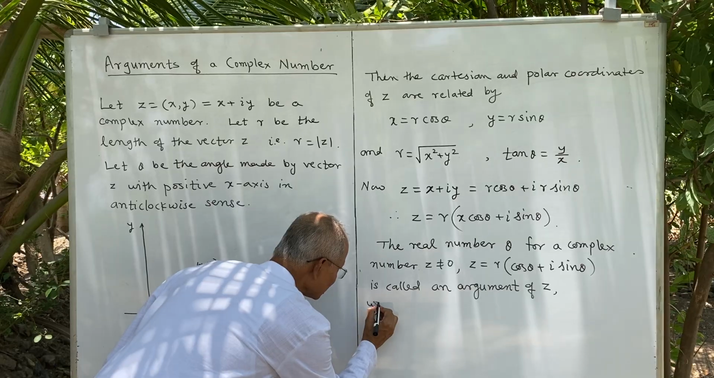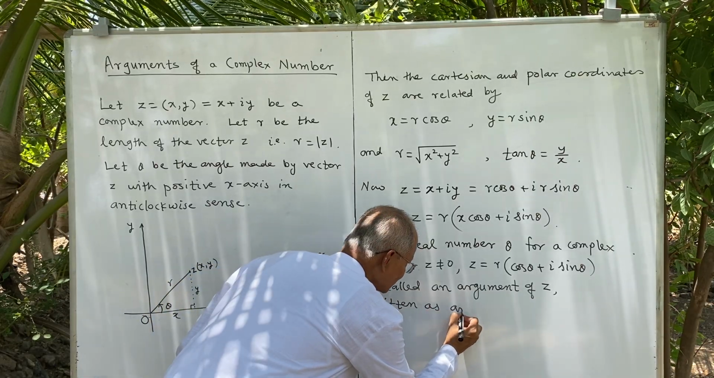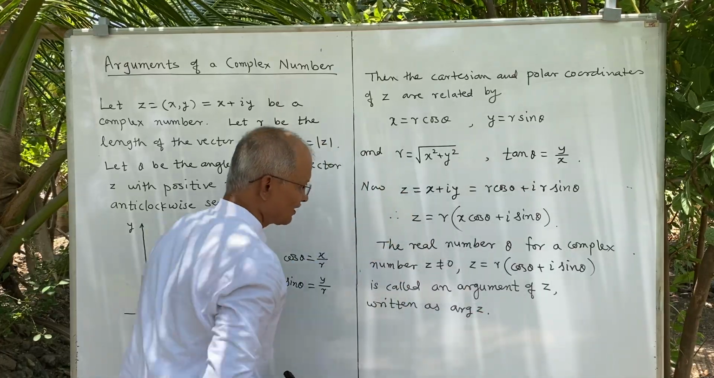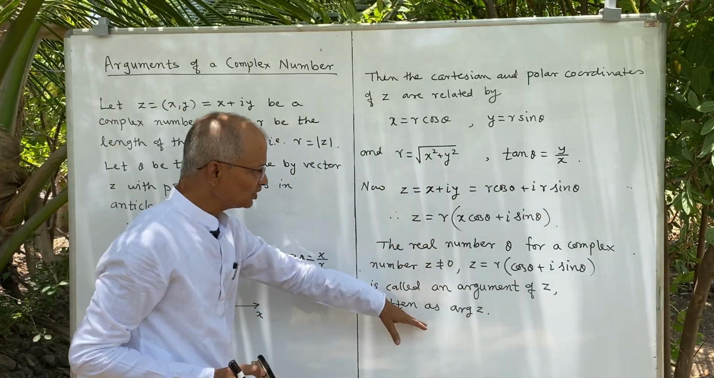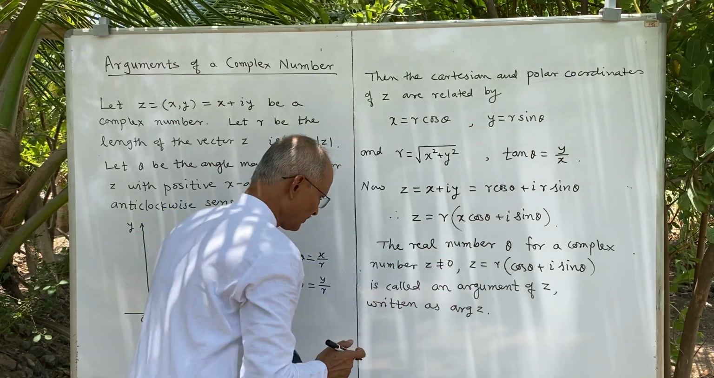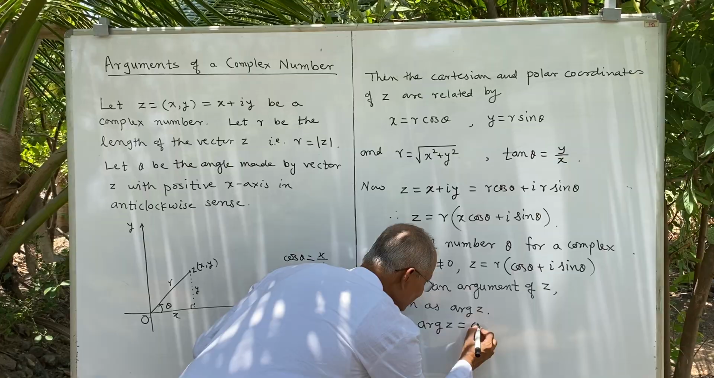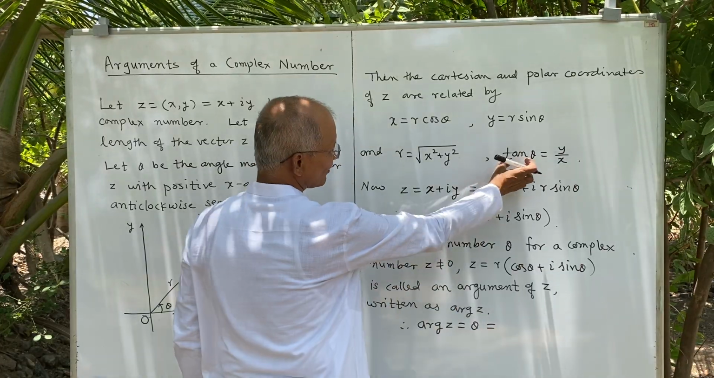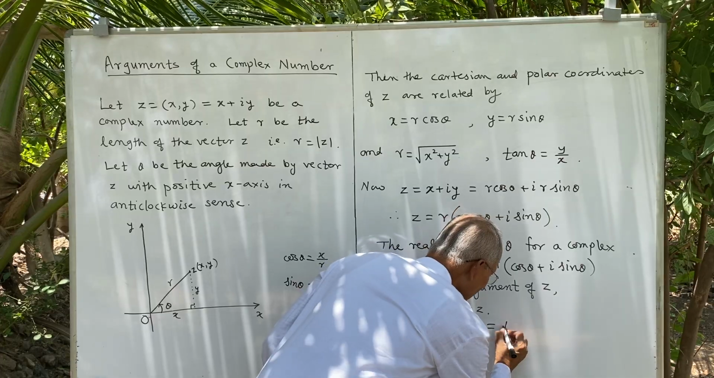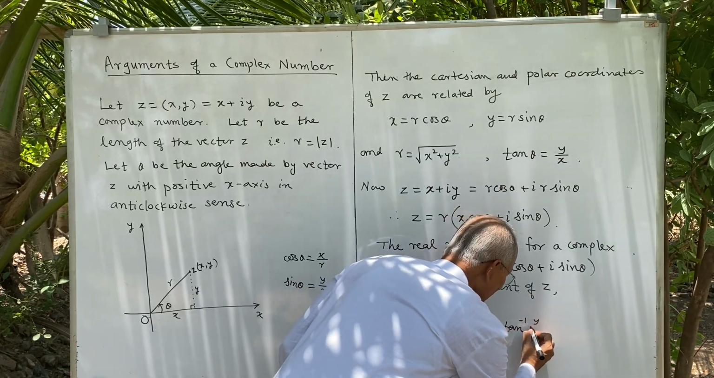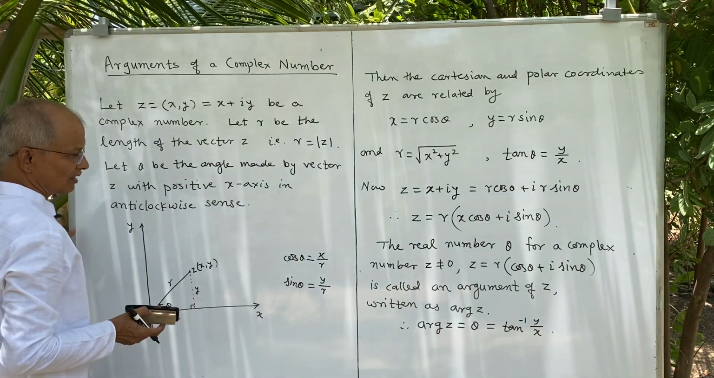Written as ARG z. In short, we write this as ARG z, and thus ARG z is equal to theta. And what is theta? From this relation, tan theta is y by x, so theta is tan inverse of y upon x. So this is the expression for argument z.